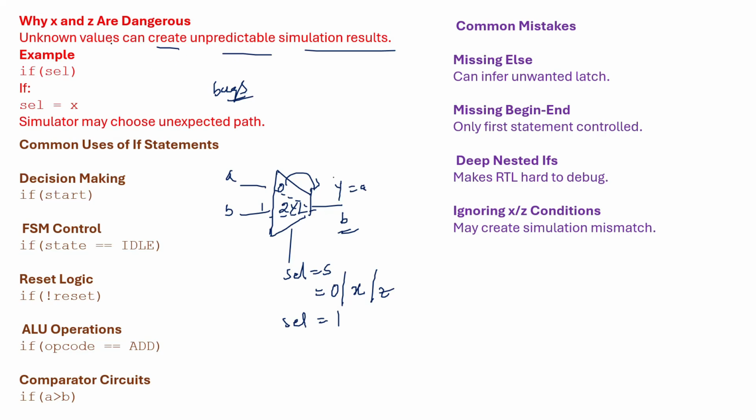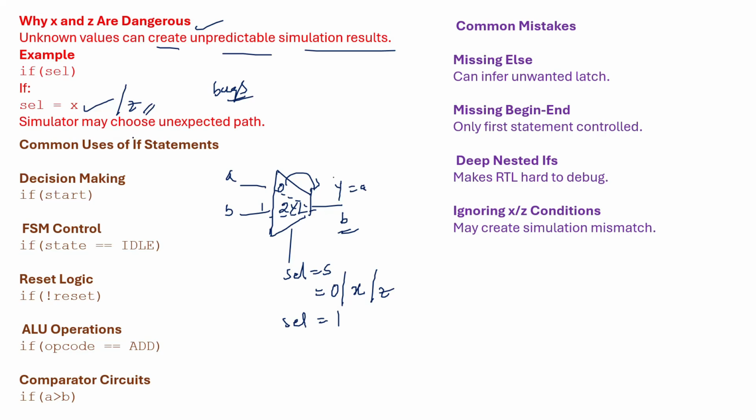So this is the dangerous thing while you are using an if condition. At the time you are giving an input like an unknown value or high impedance value, what type of output your simulator gives, we don't know, because that is the unexpected path we are getting. We don't know the simulator behavior at that time.